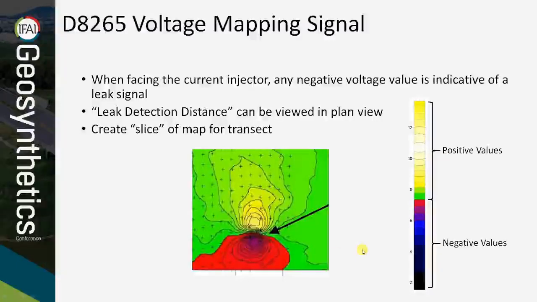So for this data that I analyzed, I'm walking along a transect. So you can just visualize a transect as occurring next to this leak signal in plan view. So what you're going to be viewing is a vertical map of a slice of that data. So in the beginning, you should see negative values, and that shows you how far away you can be to detect that leak. And then you have positive values once you pass the leak.